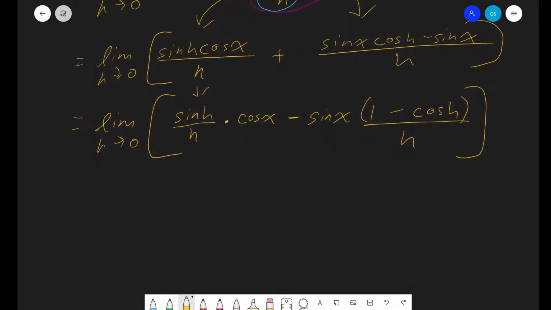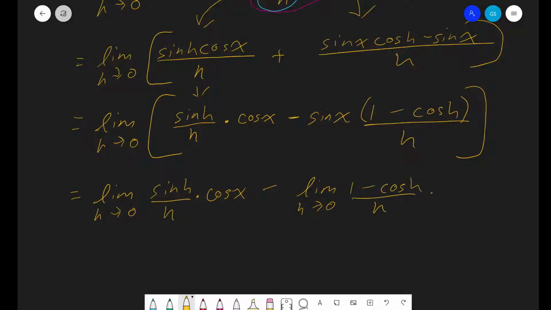Now hopefully you see where I'm going here. Now I'm just going to use the limit property and put the limit on everything. So the limit of h approaching 0 of sine h over h multiplying by this cos x here, subtracting the limit of h approaching 0 of 1 minus cos h over h, right? And then multiplying with sine x. I just put the negative of the sine x over here.